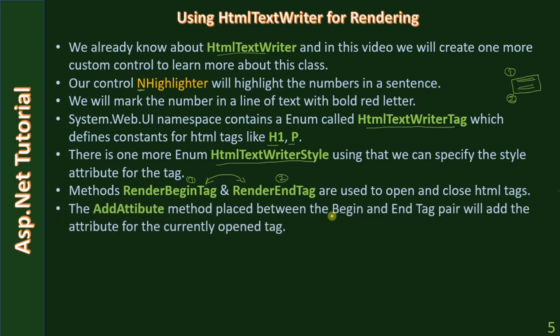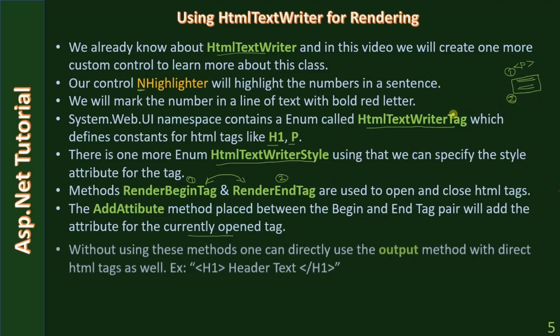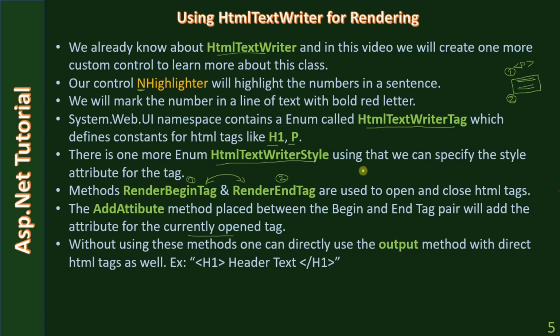The AddAttribute method placed between the begin and end tag will add the attribute to the currently opened tag. So if this tag is for a paragraph, then you can add styles and you can add attributes. After that, you have to close it. Without using these methods, one can directly use the Write method of the HtmlTextWriter, right, and write the HTML content like this.